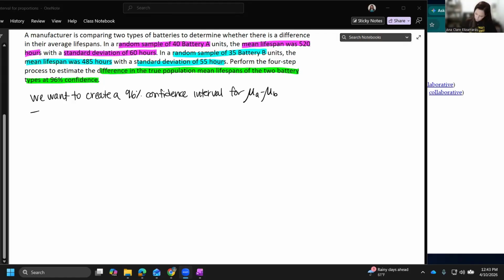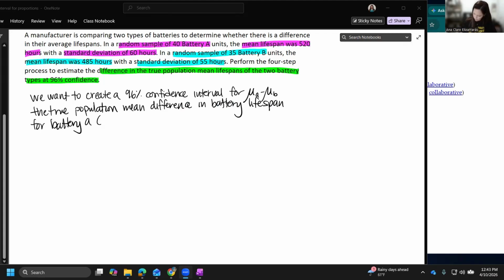And that is the true population mean difference in battery lifespan for battery A and battery B. We have defined the confidence level. We have defined our parameter symbols. We've defined the parameter, and we have given the context of the batteries. That's what we need in this component.